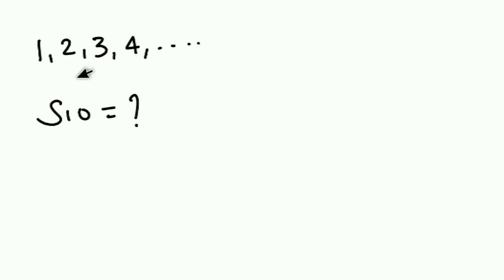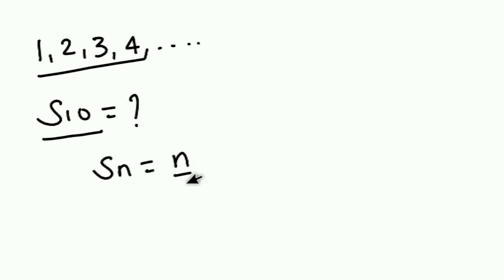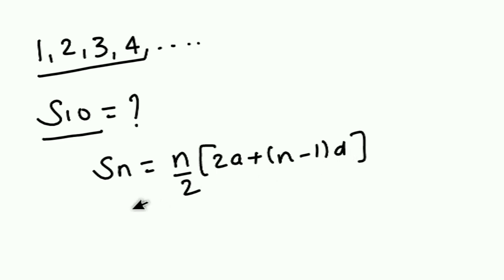So we have a question here. This is our AP, and we have to find the summation of ten terms of this AP. Since you know that the summation of n terms is equal to n by 2 into 2a plus n minus 1 into d, this is the formula. So let's substitute the values.